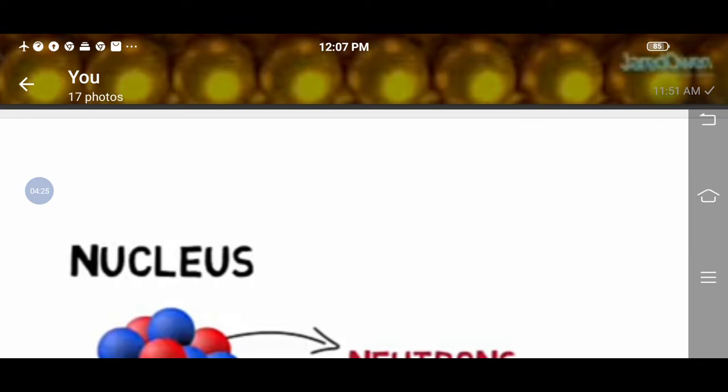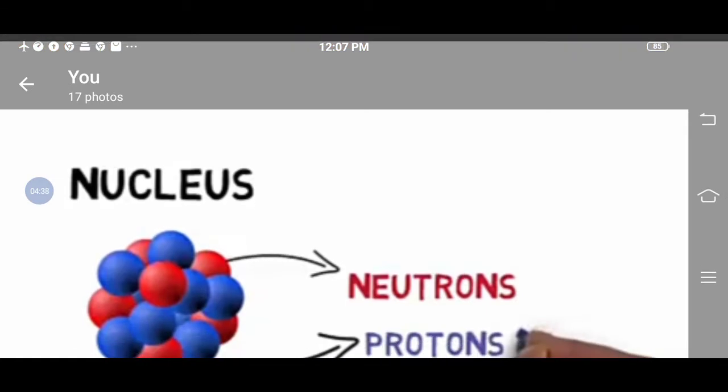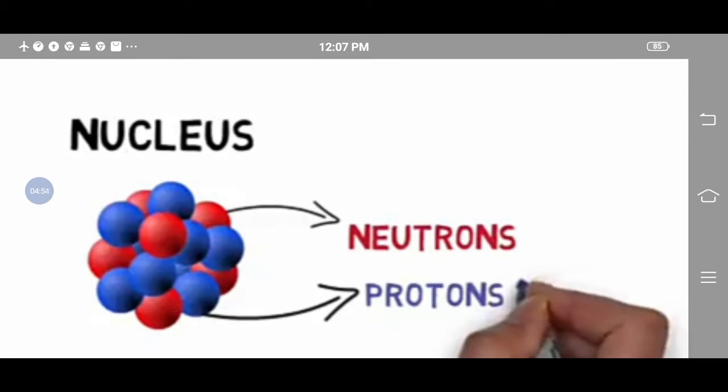If we go through the inner structure of an atom, it contains three important particles. Which are those particles present in the atom? Protons, electrons and neutrons. These are the three fundamental particles present inside an atom. At the center of an atom, there is a presence of the nucleus. In that nucleus, there is an existence of both protons and neutrons.